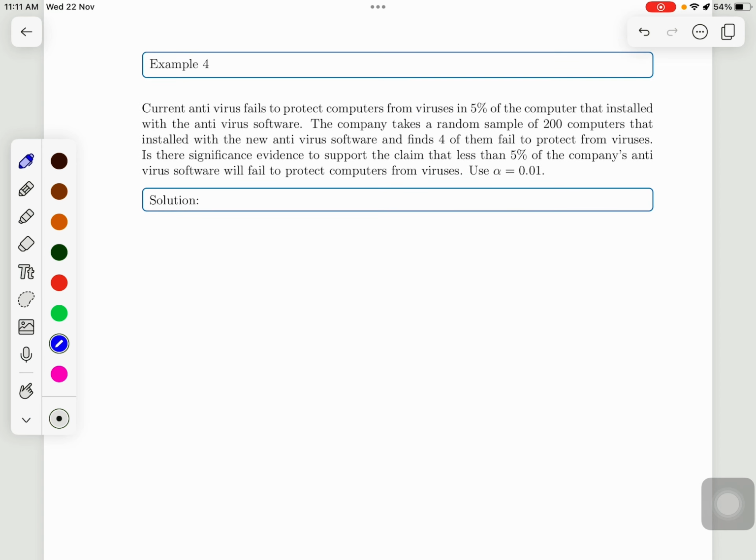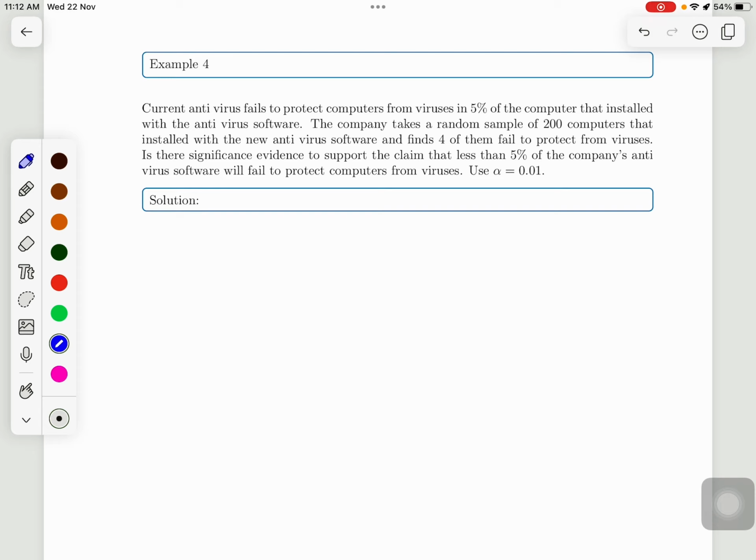Current antivirus fails to protect computers from viruses in 5% of the computers installed with the antivirus software. The company takes a random sample of 200 computers and finds 4 of them fail to protect against viruses. Is there significant evidence to support the claim that less than 5% of the company's antivirus will fail to protect computers from viruses? Use alpha 0.01. After so many examples, I think you can complete this example easily. All right, let's do this together.